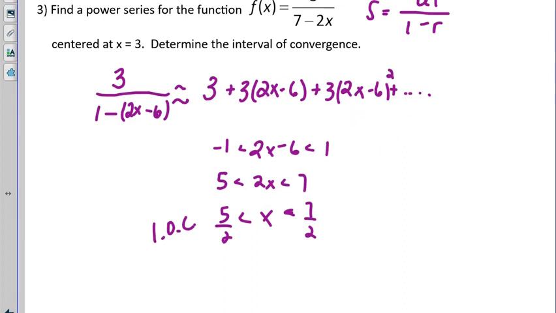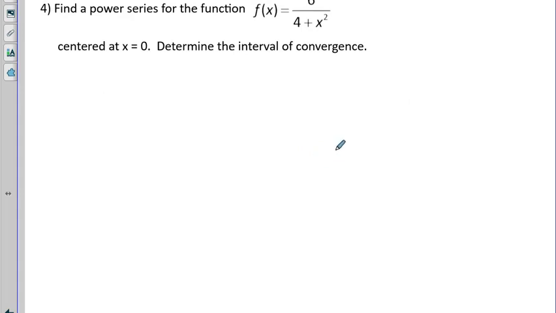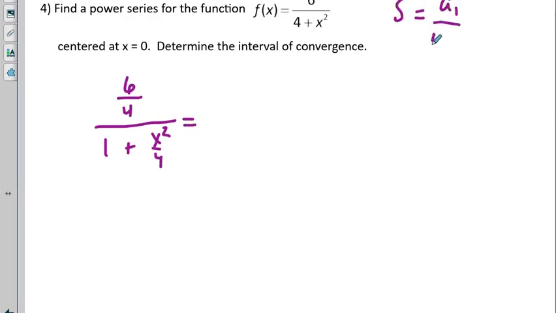Okay, moving on. Number 4. Same idea, but now I've got a center at 0. So this actually can be a little bit easier to work with. I have to divide instead of rewrite the whole problem. So when I divide, I'm going to divide by 4. So if I divide by 4, I get 6 over 4 over 1 plus x squared over 4. This is almost exactly what I want, but remember I want first term over 1 minus the ratio, so I have to have a minus sign here.